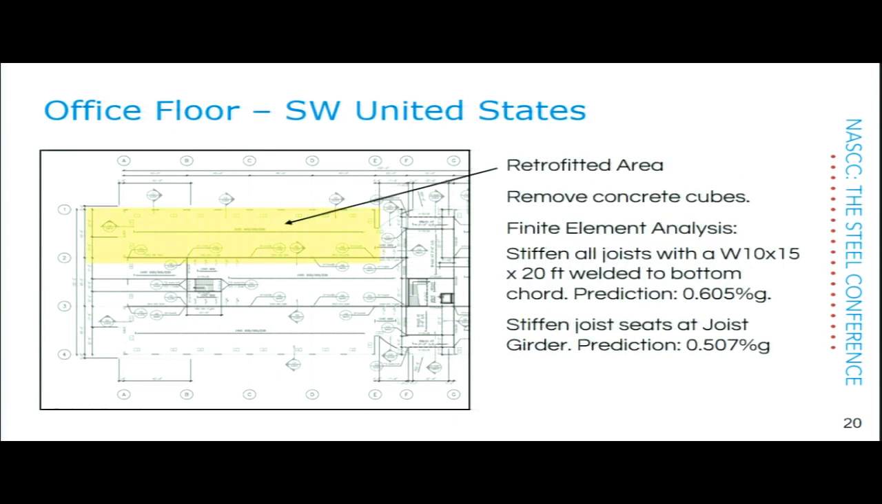What we did is we removed the concrete cubes. We then, through finite element analysis that Dr. Davis did, decided that if we stiffened the joist by welding W10x15, 20 feet long, to the bottom chords, we could reduce the predicted acceleration to a little over 0.6% g. And then, if that was not satisfactory, we could go back in and stiffen the joist seats on the joist girder to increase the composite action between the concrete slab and the joist girder and get it down to a little over 0.5% of g.